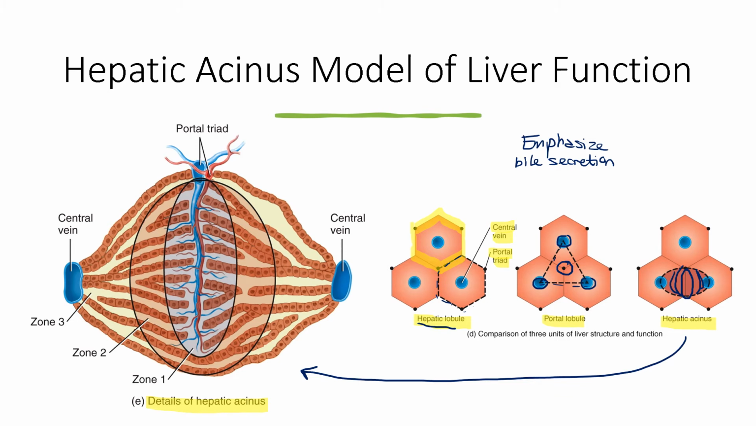So the zone 1 cells, these are going to be closest to the branches of the portal triad. And essentially, they're going to be the first to receive incoming oxygen and nutrients, but they're also going to be the first to receive toxins coming from the incoming blood. They're going to be the first to be able to take in glucose and be able to use it, but they're also the first to be affected by the toxins. Zone 2 is a little bit further out. And zone 3 is going to consist of the hepatocytes furthest from the portal triad.